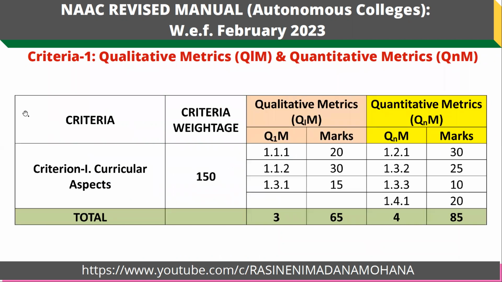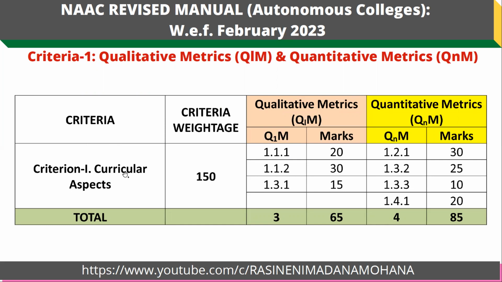Then let us see criteria wise the list of qualitative and quantitative matrices along with their weightages. In the previous table, we just mentioned how many qualitative, how many quantitative. Then what those matrices are and their individual weightages are going to be shown here.